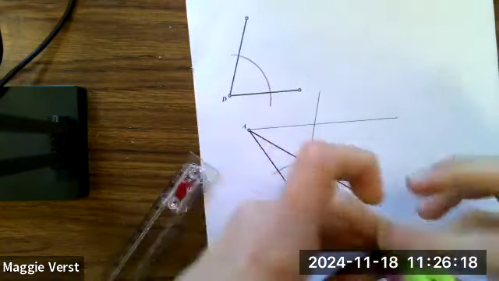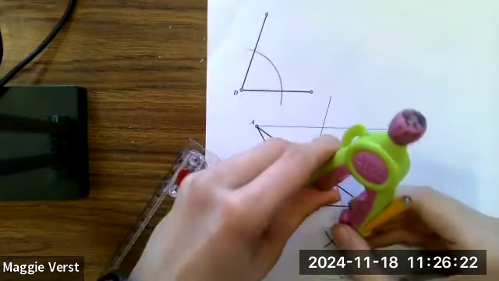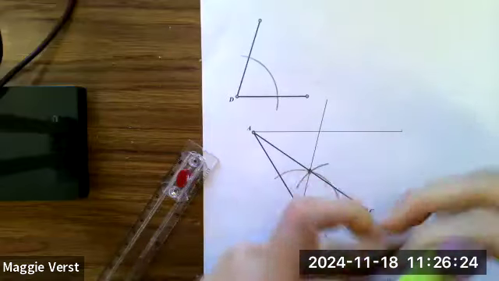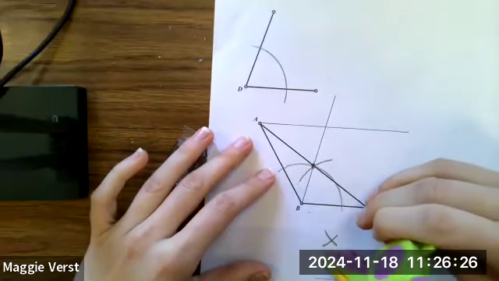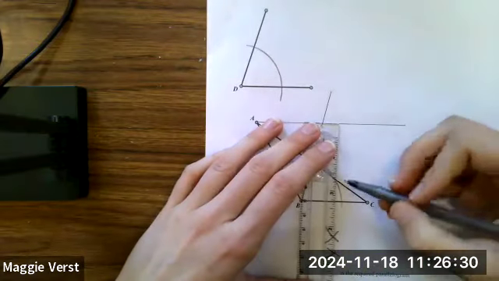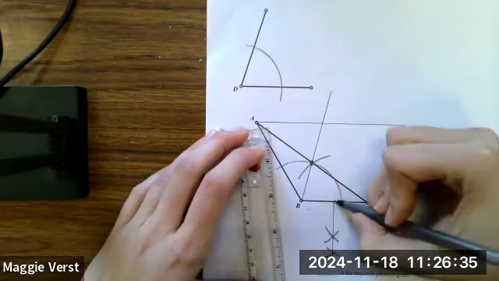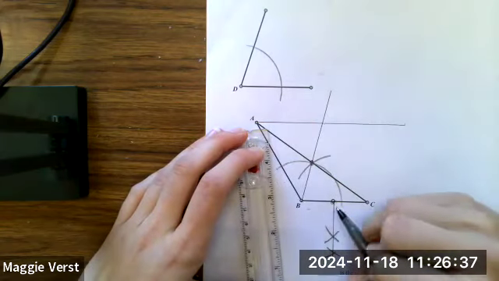So I'm just going to, if you remember this method, bisect that here, make it a little bit bigger, keep it on the same side. And then the point in which those lines meet is where it's bisected. So it's bisected right here. And that's my middle point.